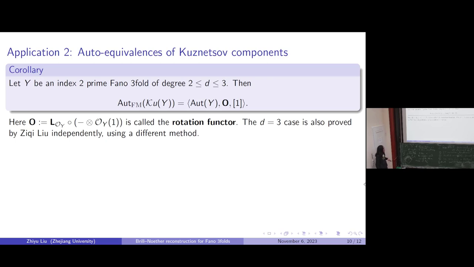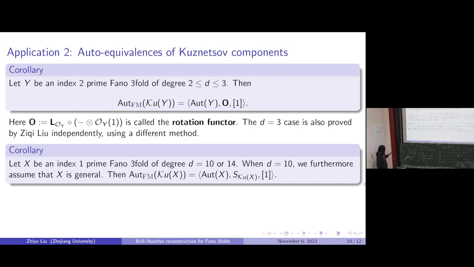And for the index 1 case, we can also classify the auto-equivalences. So we assume that X is an index 1 prime Fano threefold of degree 10 or 14. When d equals 10, we need to assume that X is general in the moduli. And then we have the following description of the Kuznetsov type auto-equivalences. Here, the generality assumption for d equal to 10 is, in the language of Debarre and Kuznetsov, to ensure that X is not its own period partner. We need to assume this. For non-general X, we do not know the result on auto-equivalences of Kuznetsov components.